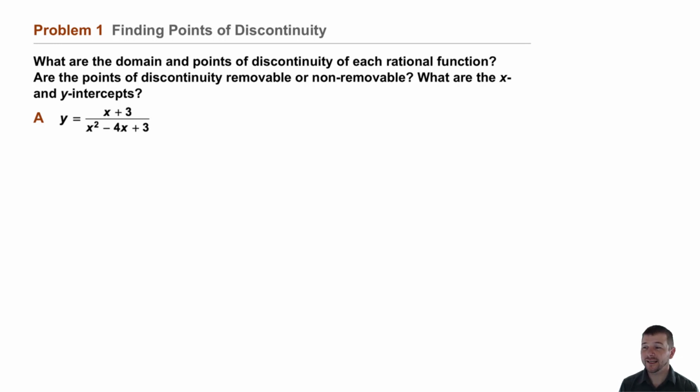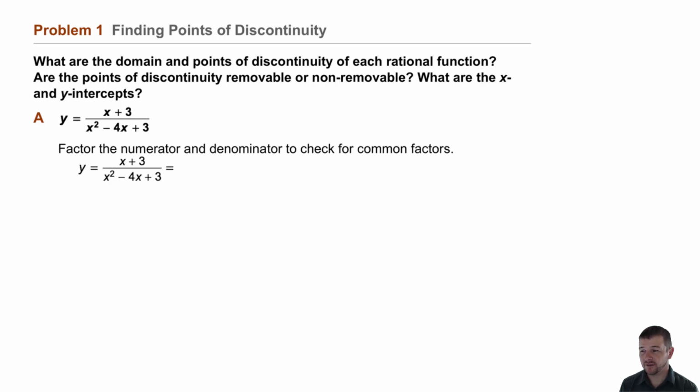Well, in order to identify our points of discontinuity, and therefore domain, we'll need to have each of these polynomials in their completely factored form. So we'll factor the numerator and denominator to check for common factors. The numerator is already factored. It will stay x plus 3, but the denominator, x squared minus 4x plus 3, can be factored as x minus 3 times x minus 1.